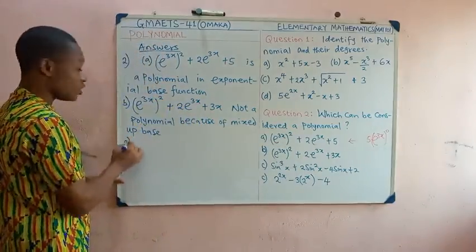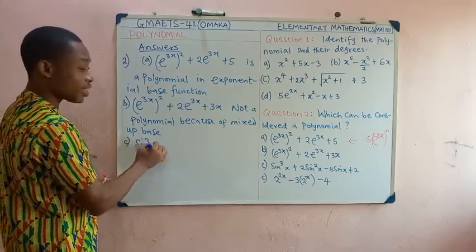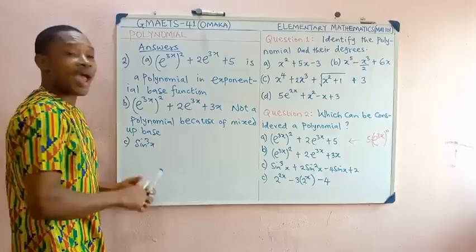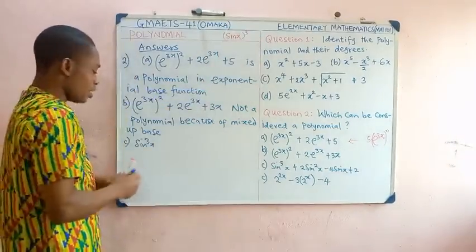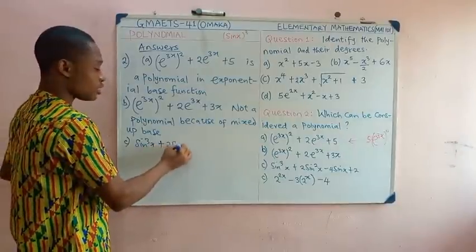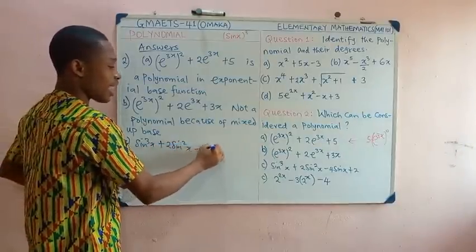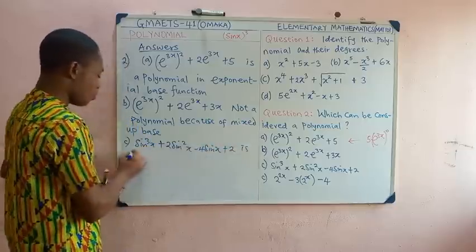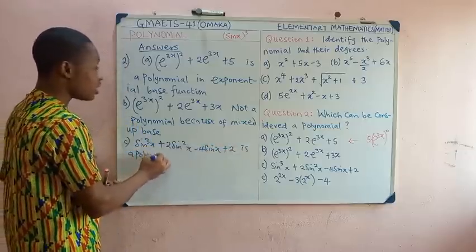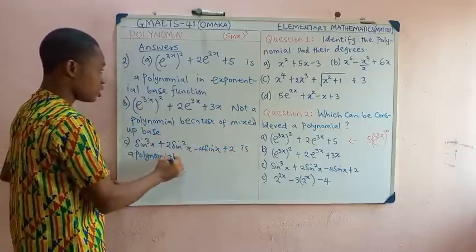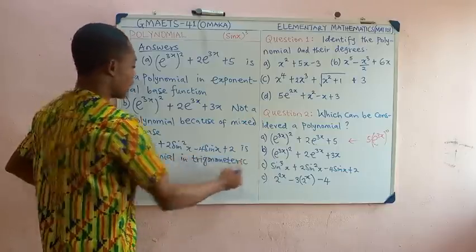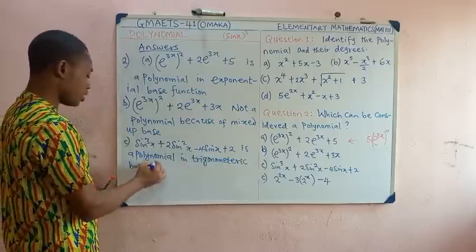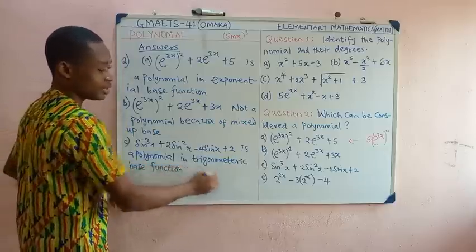Okay, so we move on to the third one, sine cube x. This sine cube x is still written as sine x all raised to power 3. Is that okay? That's the meaning of that. So sine cube x plus 2 sine square x minus 4 sine x plus 2 is a polynomial. You would agree with me? Following the explanation I gave for the first two here, it is a polynomial. Now it's a polynomial in trigonometric base function. The trig function there is sine.